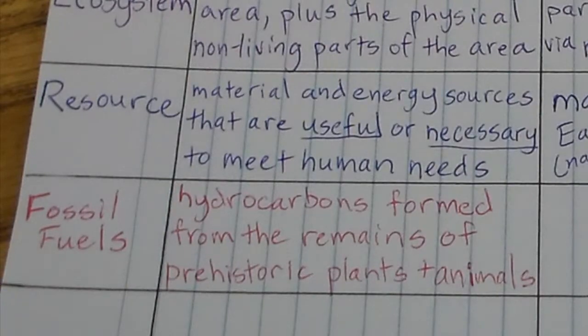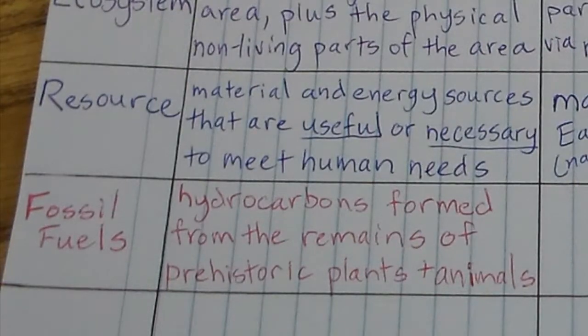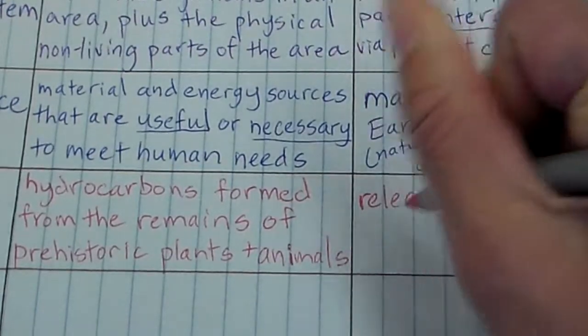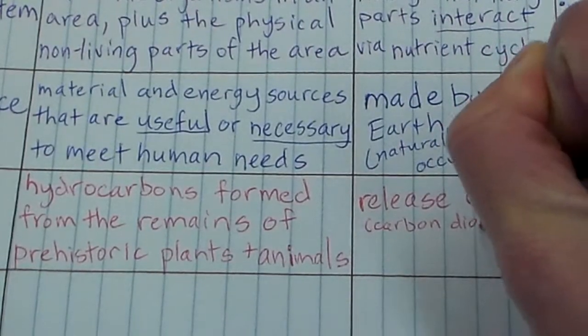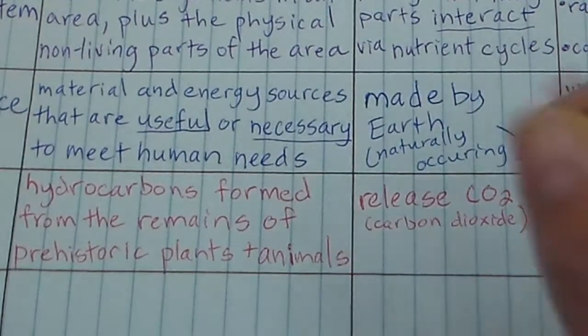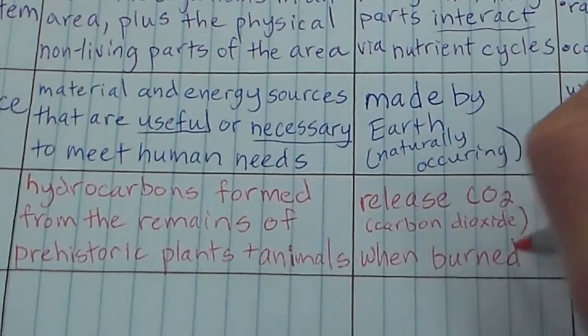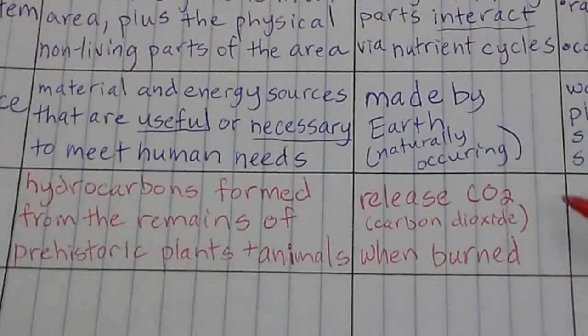So that definitely hits our criteria of made by Earth, because plants and animals definitely are naturally occurring. So fossil fuels release CO2, right, which we should all know by now is carbon dioxide. So they release CO2 or carbon dioxide when burned. So these fossil fuels are not staying in the ecosystem. They are being taken out by humans, and then we burn them and they release carbon dioxide.